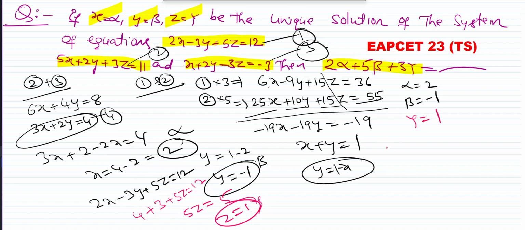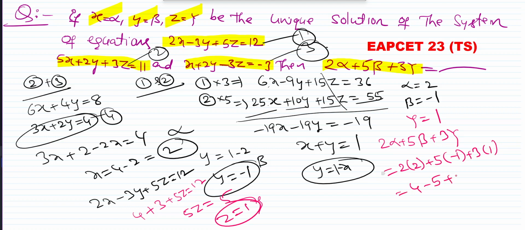Now we find the value of 2 alpha plus 5 beta plus 3 gamma. 2 alpha, that is 2 into 2, plus 5 beta, minus 1, plus 3 into gamma 1. This is 4 minus 5 plus 3, that is 7 minus 5 is equal to 2. That is the required answer.